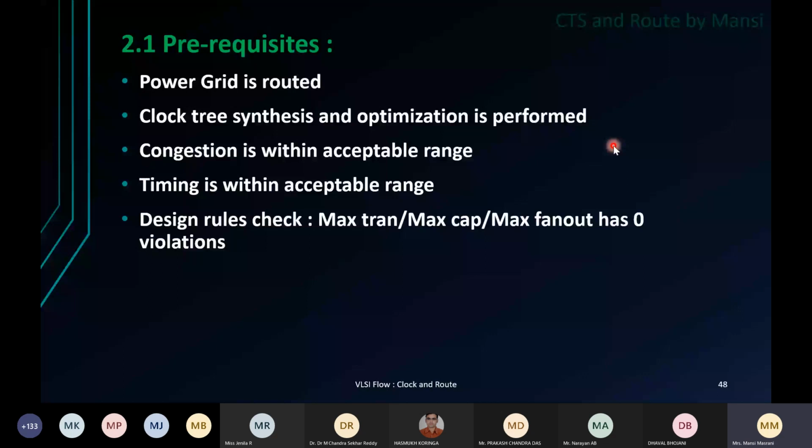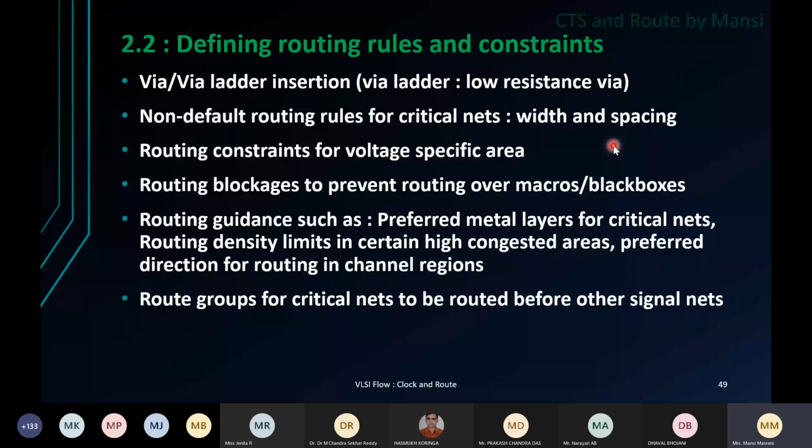Okay. Now, let's define some routing rules and constraints. Some via and via ladder insertion rules have to be formed. Can anybody tell me what is via ladder? Can anybody tell me what is via? Yeah, a connection between two metal layers. Interconnection between two metal layers. Correct, correct. Now, what happens in via ladder?